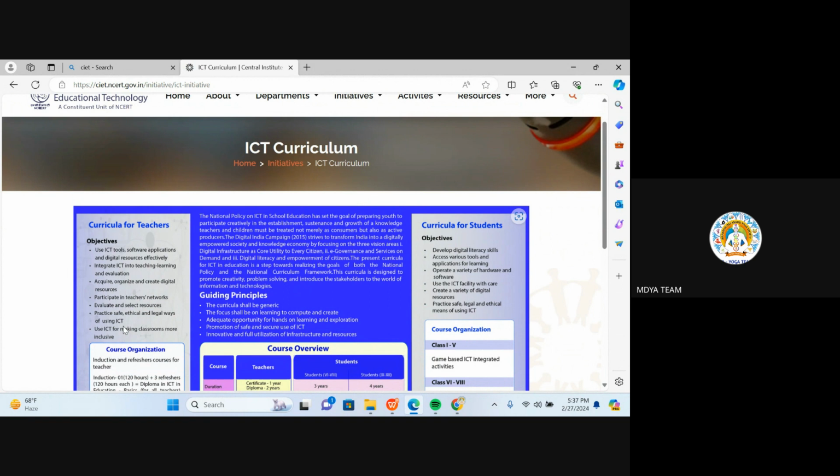Same as students, they have to participate in teachers' networks. Evaluate and select resources. They have to select the resources and teach according to that. And practice safe, ethical and legal ways of using ICT, same as the students. Use ICT for making the classroom more inclusive. Okay.